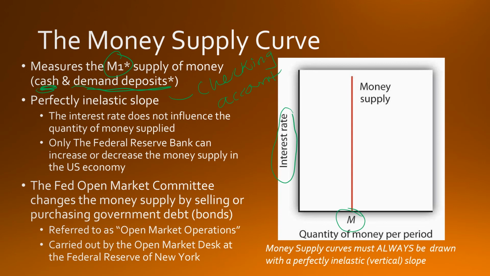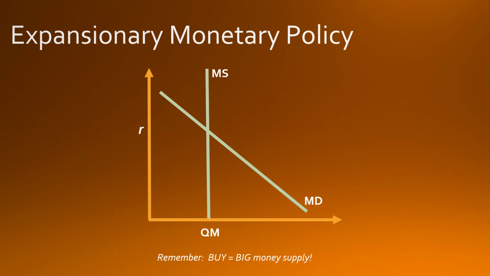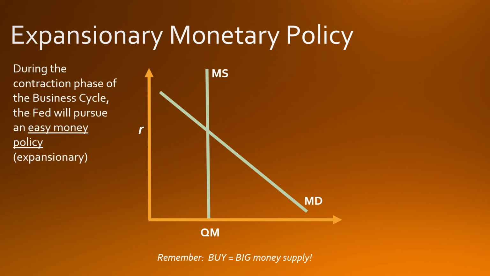So real quick, let's talk about what it means when the Fed does an expansionary monetary policy, okay? Expansionary monetary policy happens during the contraction phase of the business cycle. Sometimes people refer to this as an easy money policy. Easy money, expansionary, means the same thing. They just want to make it easy for everybody to get cash money. If everybody gets money, aggregate demand shifts to the right. That can correct problems like unemployment, for example, during a recession.